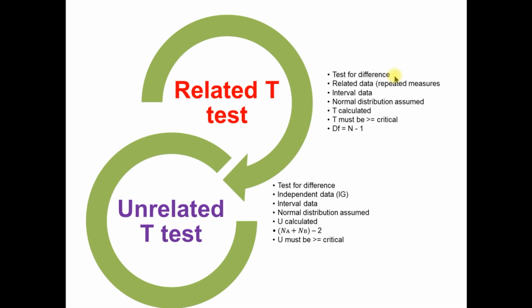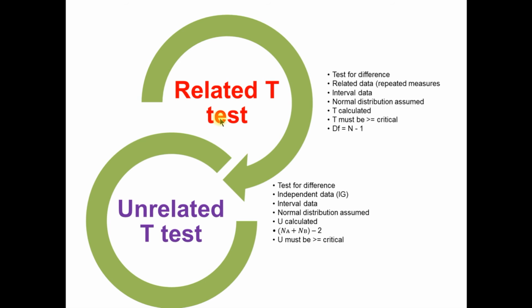Just a quick recap then. Test for difference, related data, interval data, normal distribution assumed. T is calculated, T must be greater or equal to critical, and degrees of freedom n minus 1. And here, test for difference, independent data, independent groups, interval data, normal distribution assumed, U calculated, and so forth. Now, one thing to add to this is these tests are more powerful statistically. They are more likely to discover an actual effect. They are less likely to suffer from type 1 and type 2 errors.